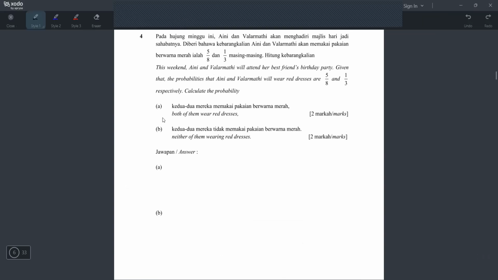Okay, number 4. I think this is probability. Let's read. This weekend, Aini and Vala Marti. Okay, let's just call her Vala. So Aini and Vala will attend her best friend's birthday party. Given that the probability that Aini and Vala will wear red dress is 5 over 8 and 1 over 3 respectively. Calculate the probability both of them wear red dress, neither of them wearing red dress.